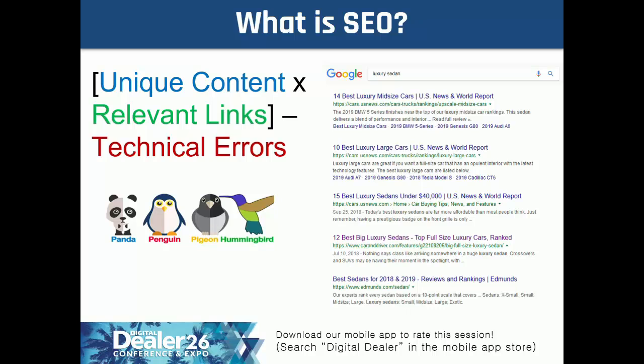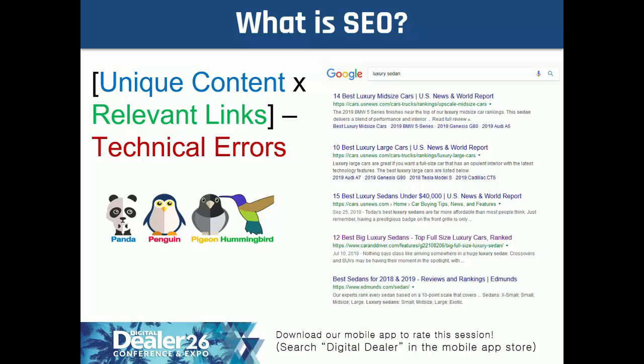So you want to have unique content, you want to have relevant links, and literally how high you rank, or now it's framed a little differently, how much organic traffic you get is a product of your unique content, your relevant links, and technical errors. So what does that mean?